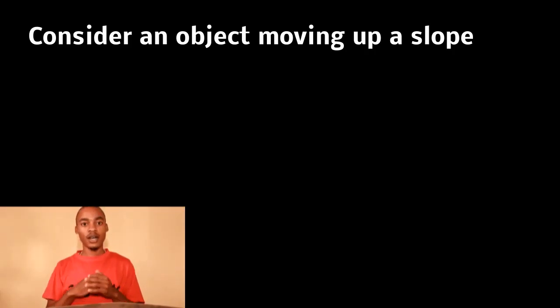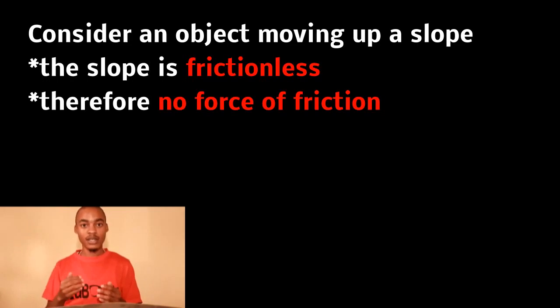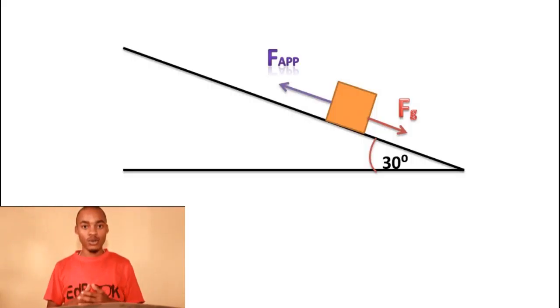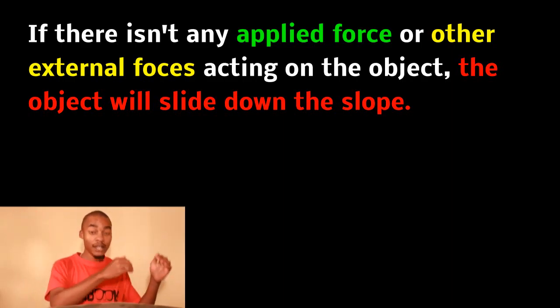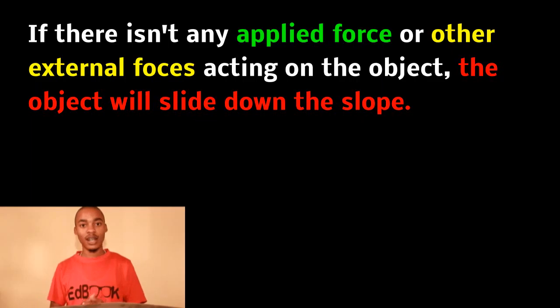First of all, let's consider an object that's moving up an inclined surface, assuming that the incline is frictionless. If we were to consider the forces that are acting on that object, let's say it's the applied force as well as the force due to gravity. Because if you were to leave the object on the incline without any external forces, then the object would slide down the incline because of the force of gravity.